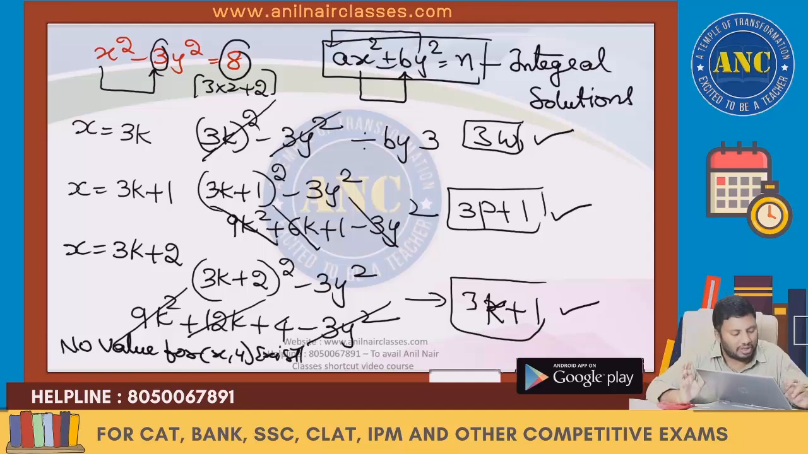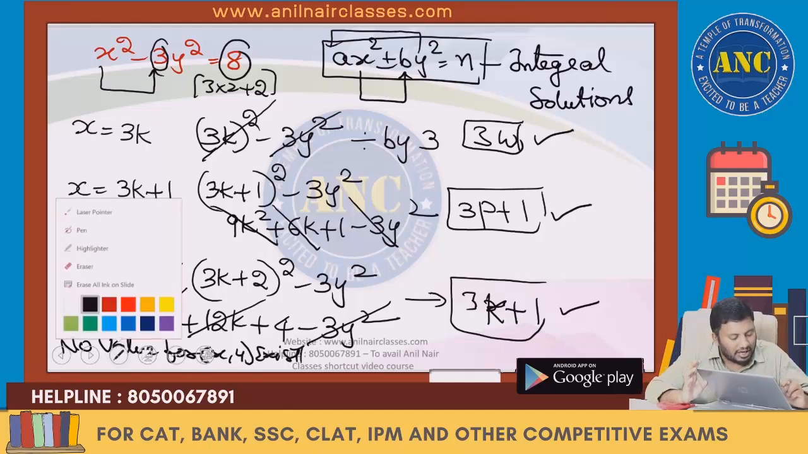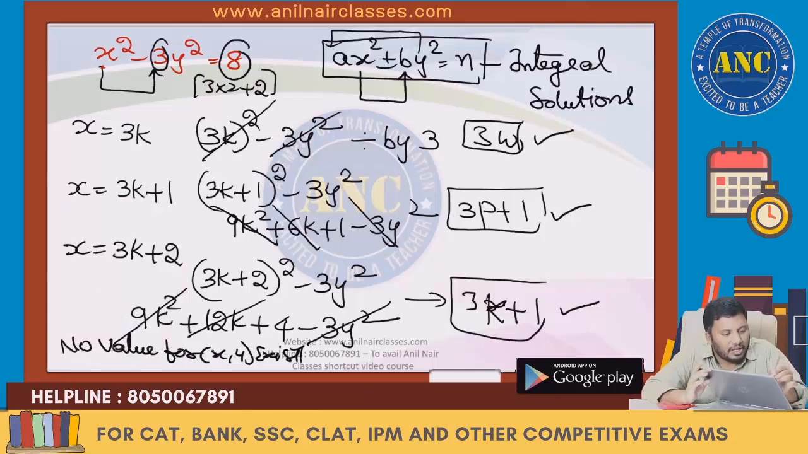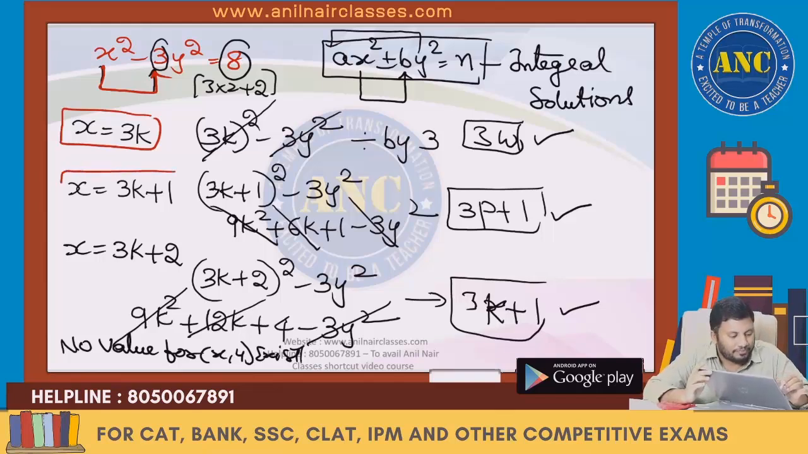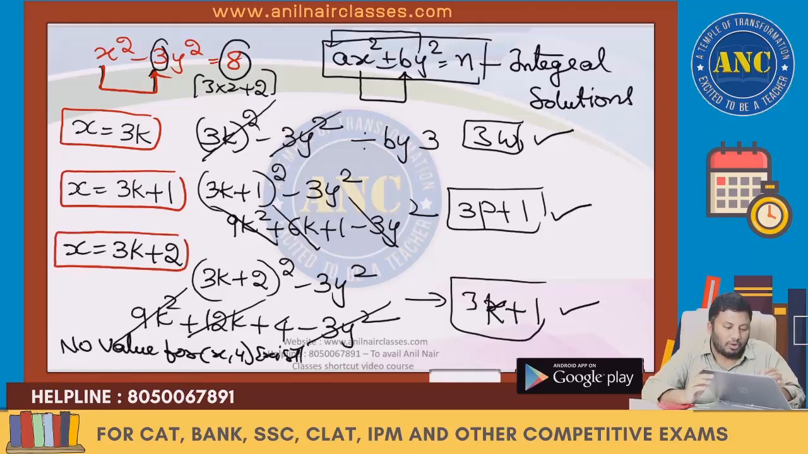Again I am repeating, nothing to do sir, just look at the question. You will get the answer once you understand the root cause. x should be converted in the form of the coefficient of y square. The coefficient of y square is 3. When you divide a number by 3, it is perfectly divisible, or it gives a remainder 1, or it gives a remainder 2. So 3k whole square minus 3y square, divisible by 3. 3k plus 1 whole square minus 3y square: 9k square divisible, 6k divisible, 3y square divisible. It gives a remainder 1 when you divide by 3.